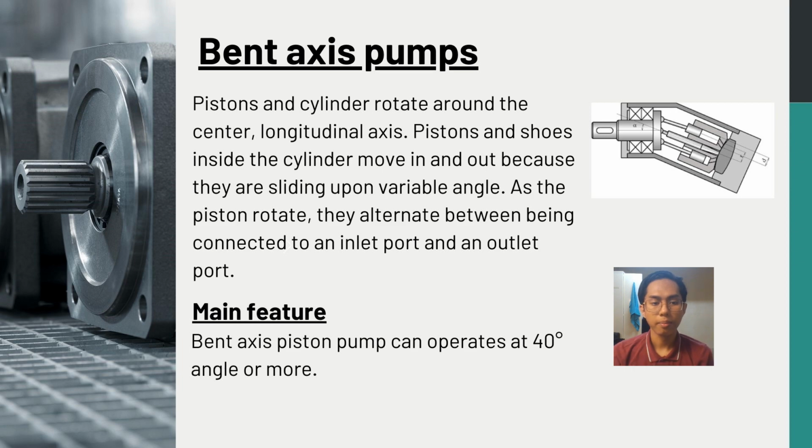Bent axis pump. Bent axis pumps use pistons and cylinders that rotate around the center. Bent axis pumps allow the transmission of energy at an angle without energy drawback. The pistons and shaft inside the cylinder move in and out because they are sliding upon a variable angle.